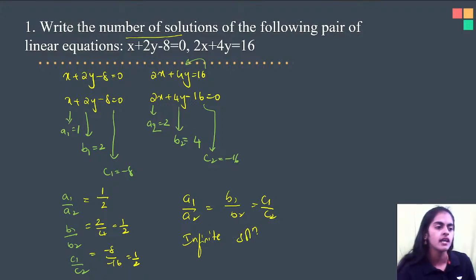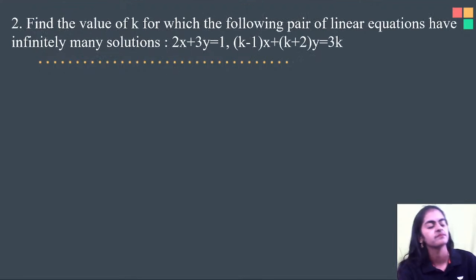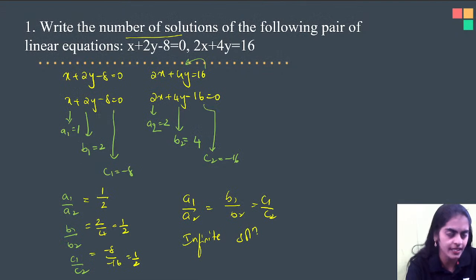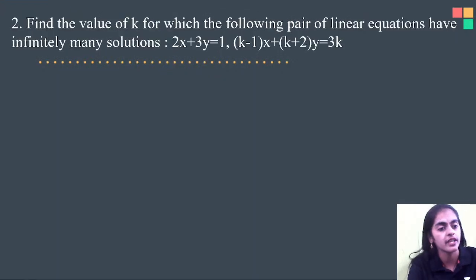Okay, so simple. Even without drawing the graph, you know whether the lines are intersecting or coincident or parallel. Clear? So next question. Find the value of k. So here you are finding how many solutions there are. Here you are going to find the value of k if it is given that these have infinitely many solutions.